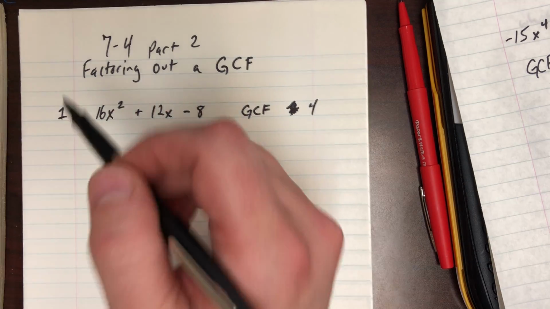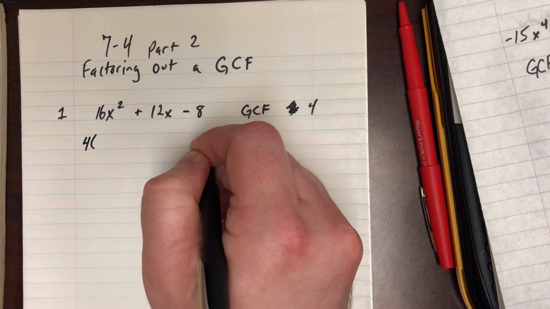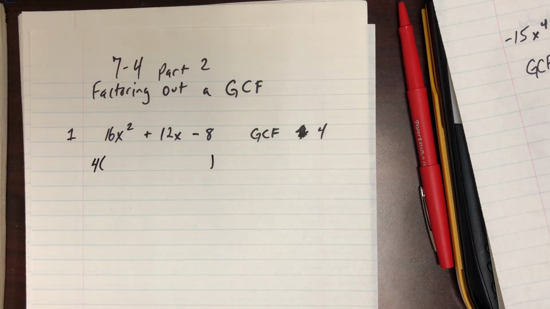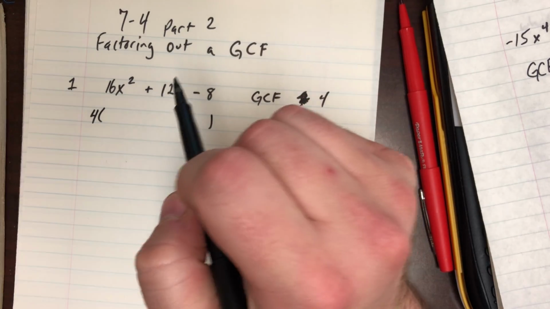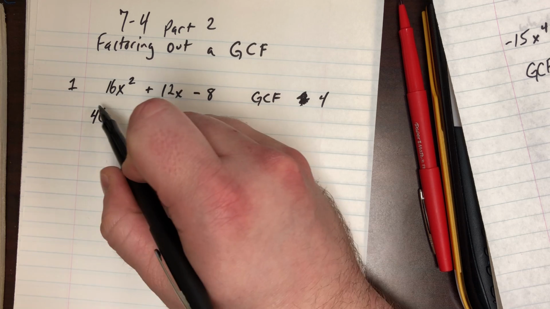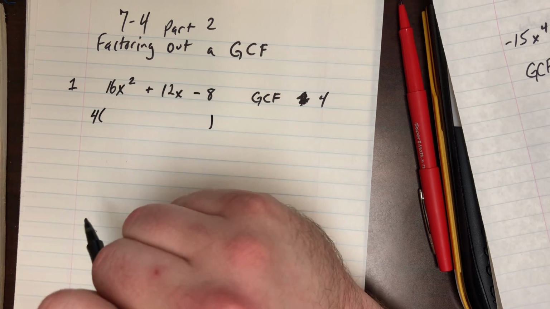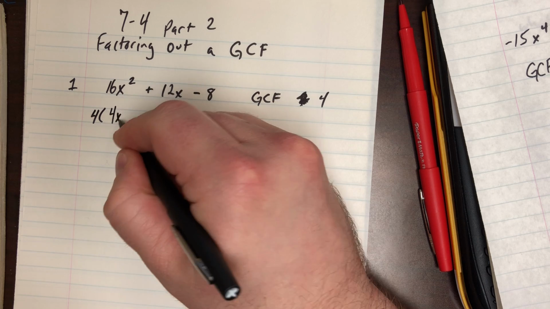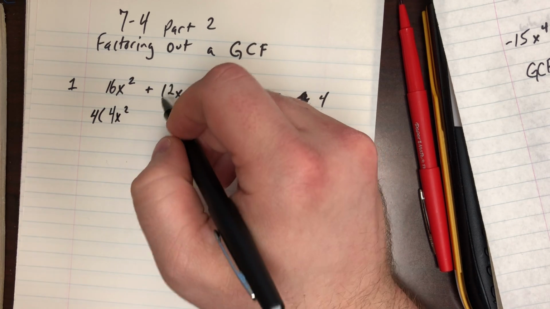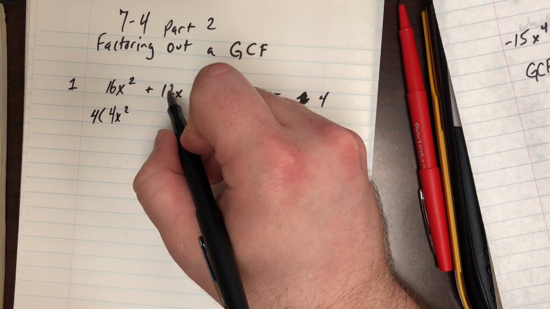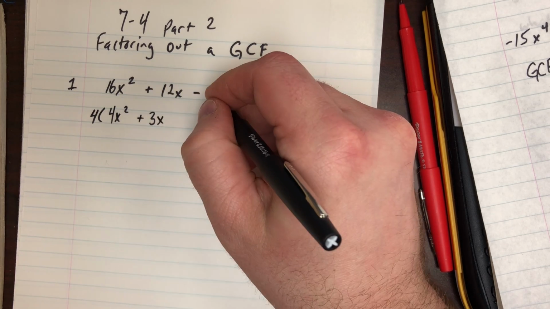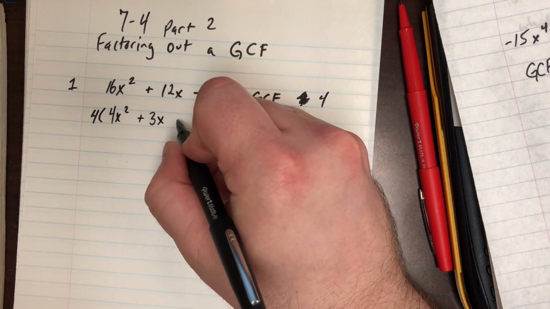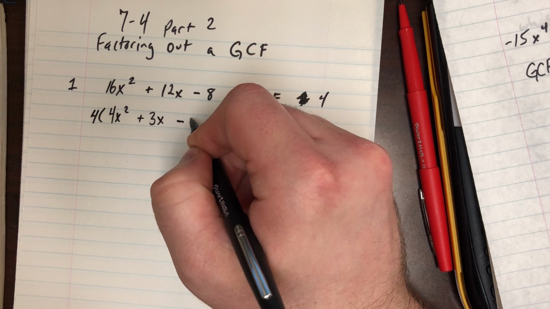What we do is we put it out front of a parentheses, and we open up the parentheses, and inside the parentheses, we are going to undistribute the 4. So like, what needs to go here so that when I do 4 times that, I get 16x squared? What needs to be 4? What about here? 12x comes from 4 times 3x. And 8, well, minus 8 comes from 4 times minus 2.